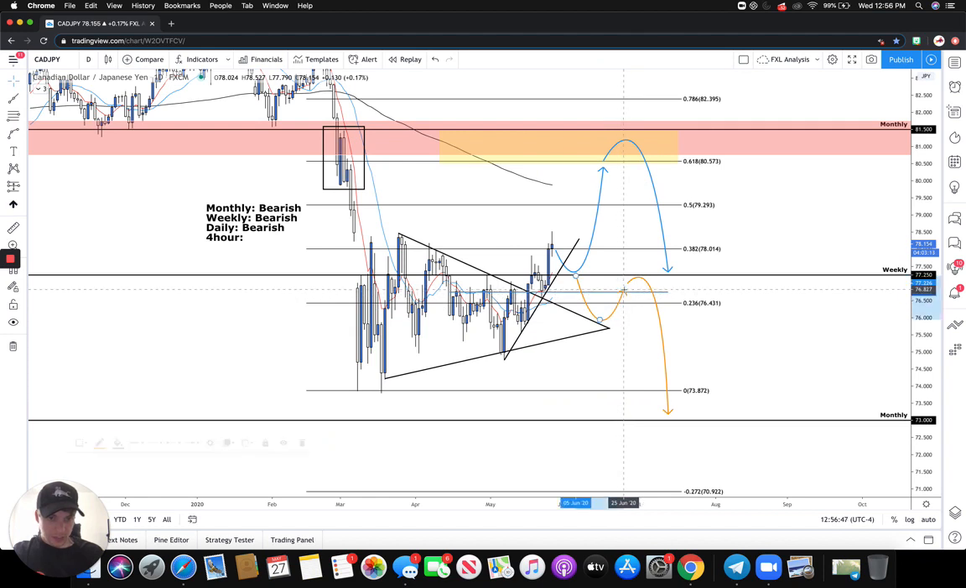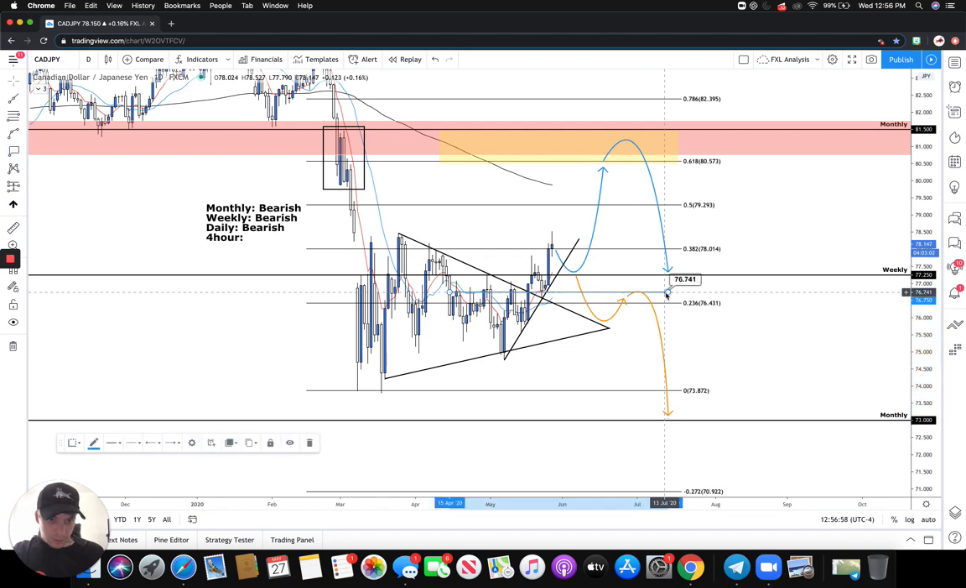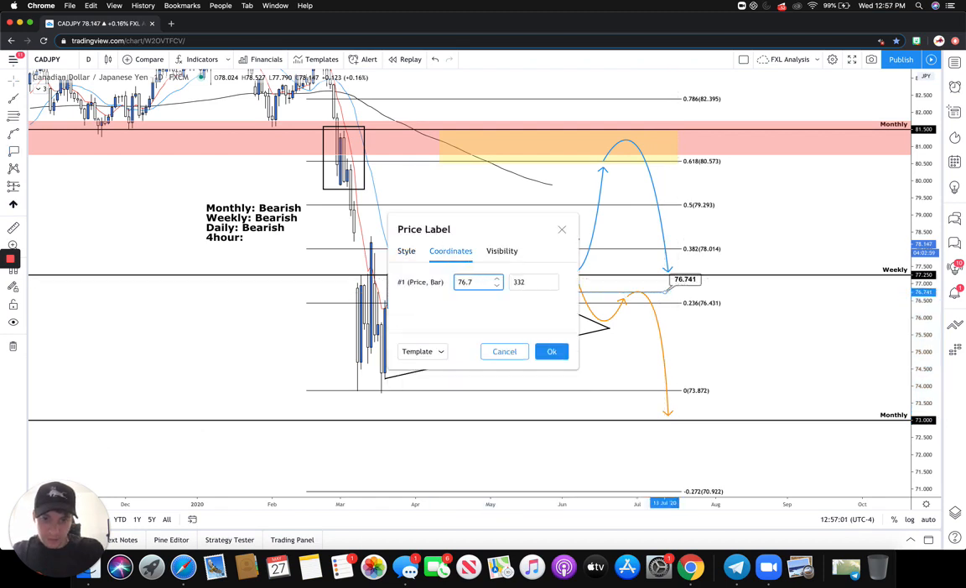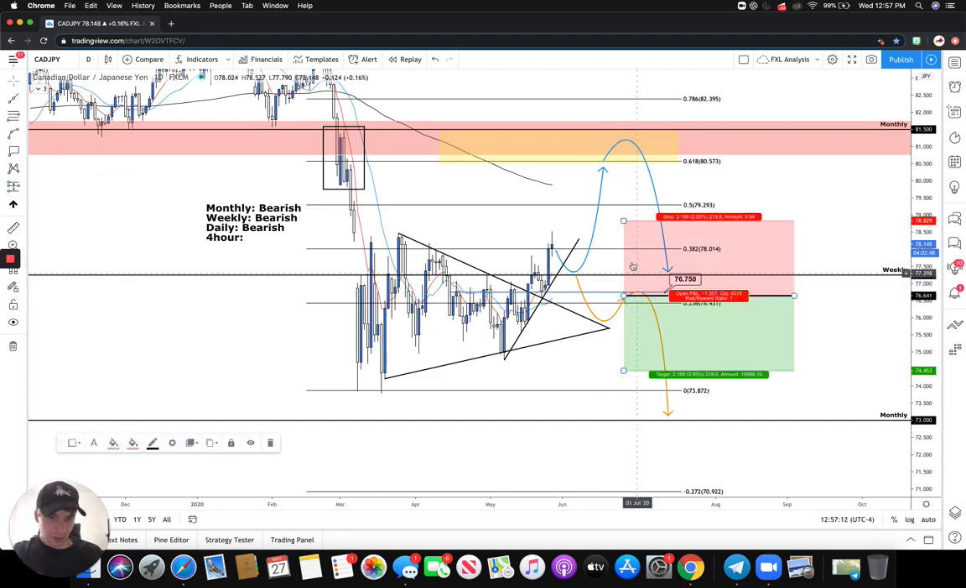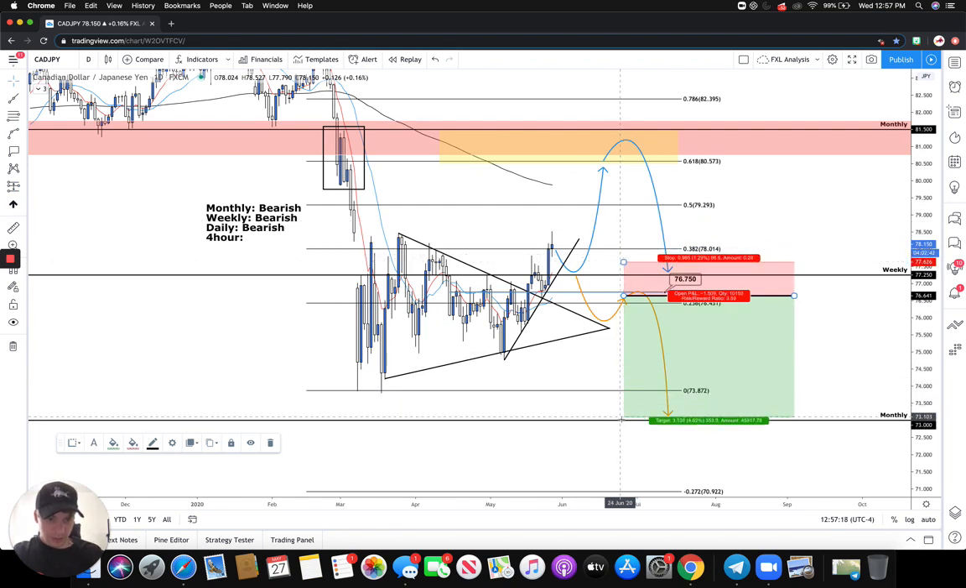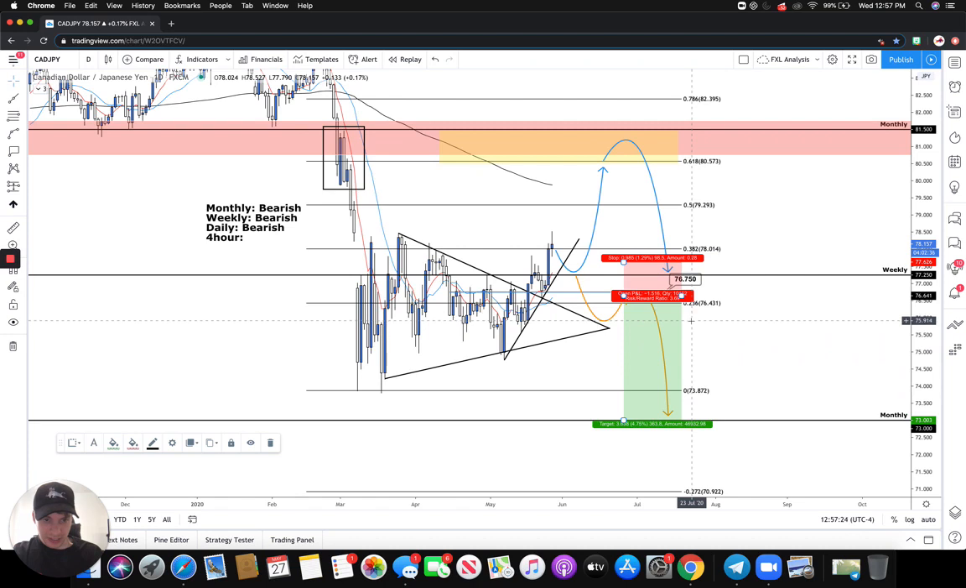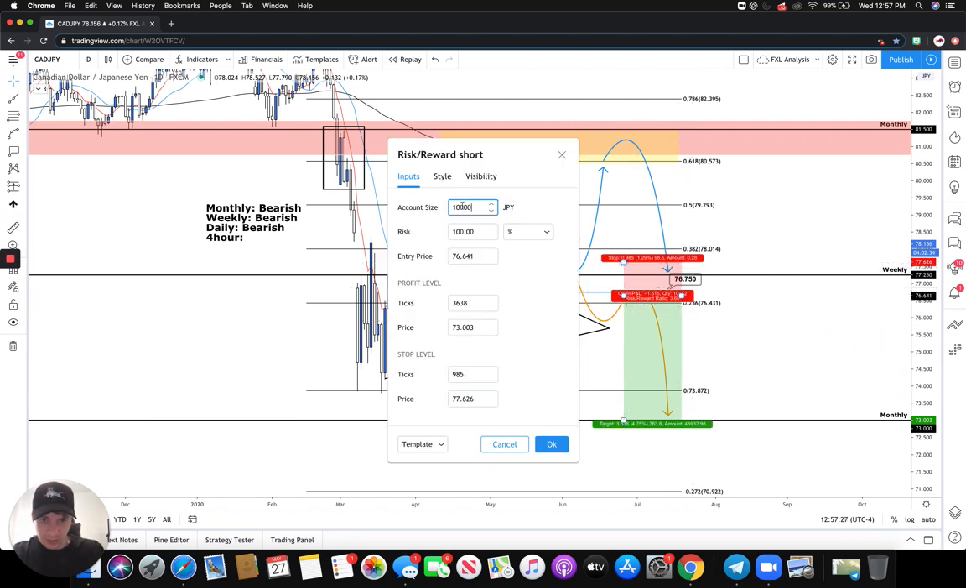So we want to see something like this. I want to see price action get below here. I'm going to put a price label on this. 76,750. Okay, so we want to see it get below 76,750 to then start considering bearish opportunities. And it would look something like this. Get in on a lower high, right? Protect yourself with a good stop outside the weekly, and then target down towards our next major support, which is our monthly down here. And this makes a lot of sense. There's a 3.67 or 3.69 risk reward. This should be, where is it?